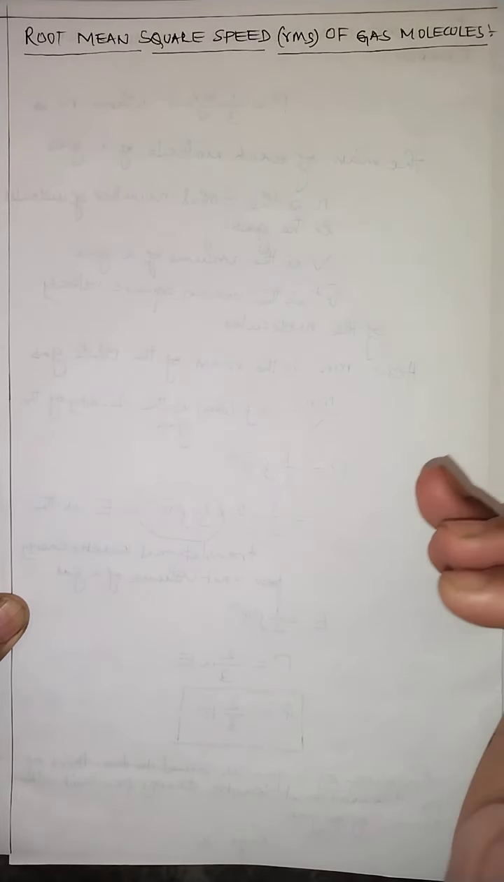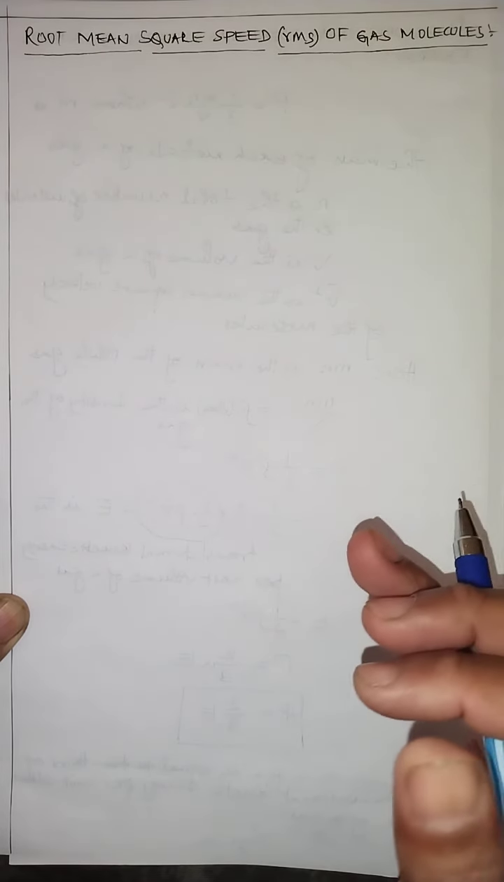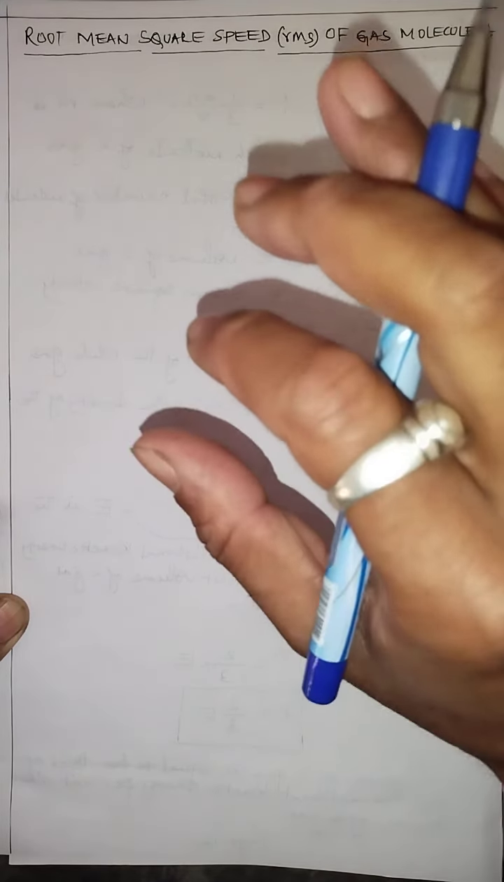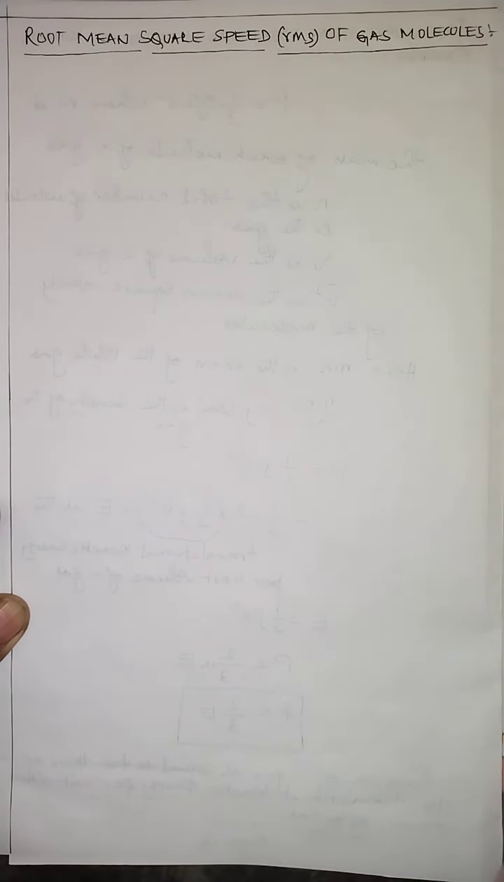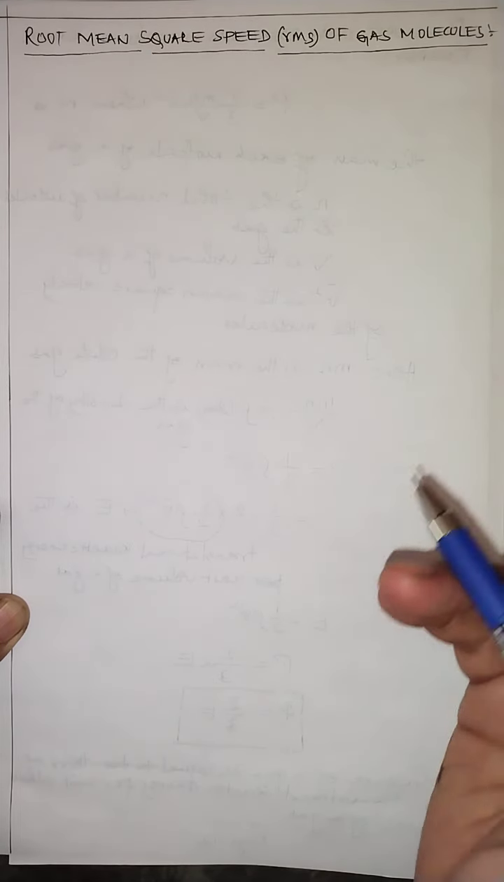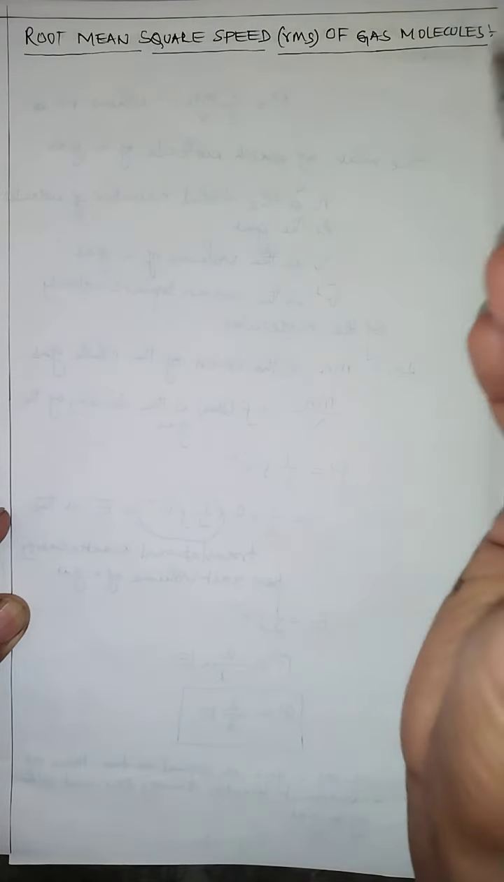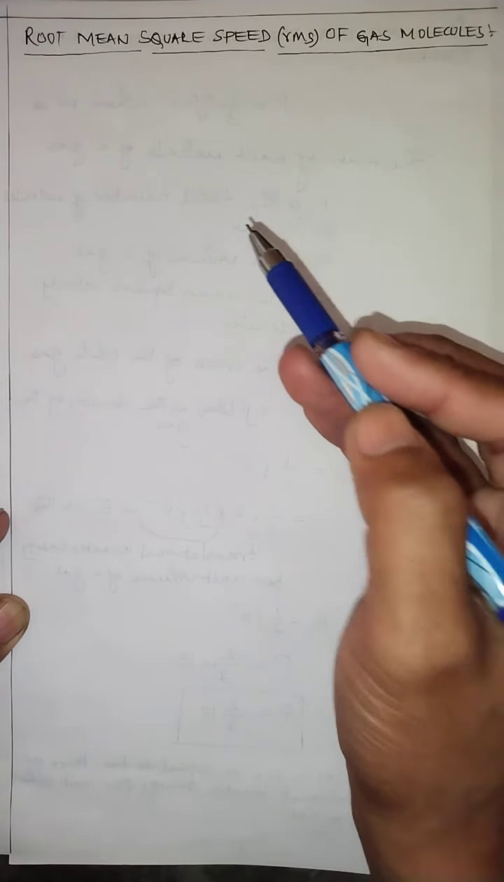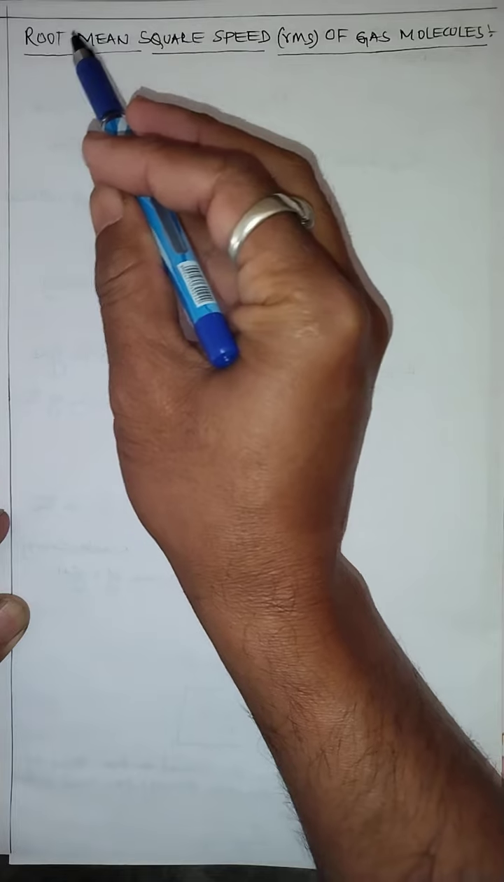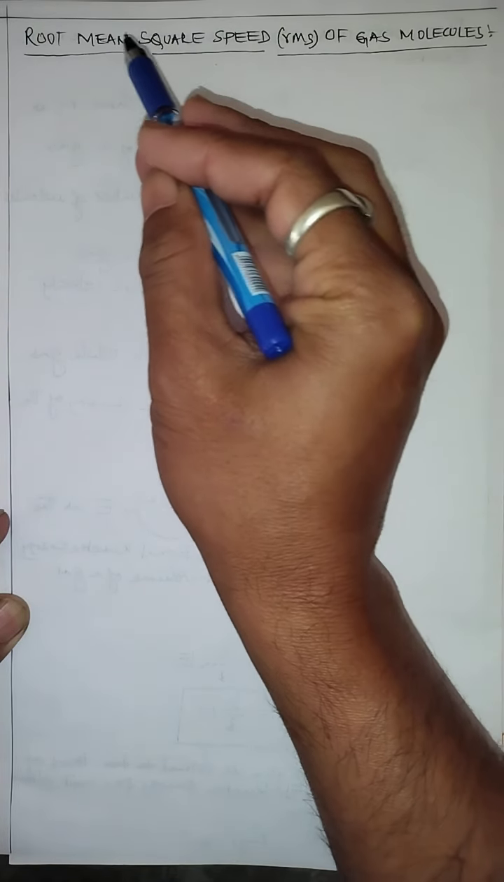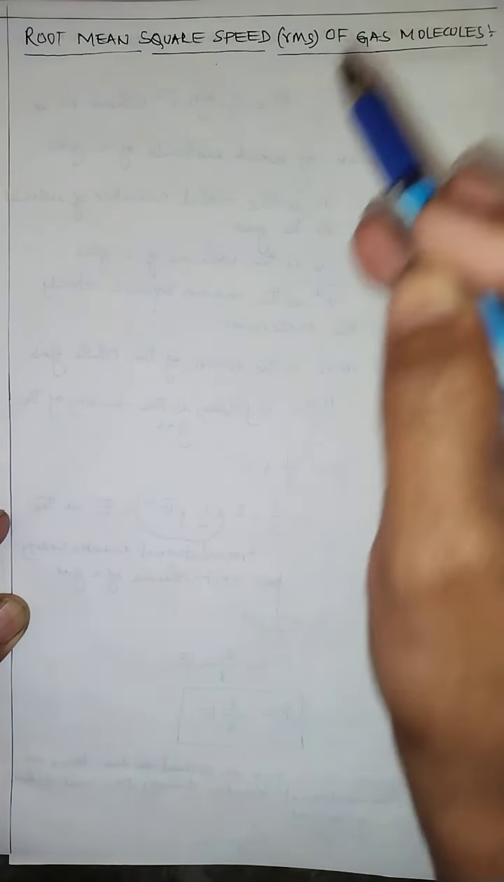That means all the molecules do not move with the same speed. The speed of all the molecules of a gas varies over a wide range. That's why, if there are a certain number of molecules of gas, every molecule moves with a certain speed. So we need to measure the speed, and that is called root mean square speed, also called RMS speed of our gas.